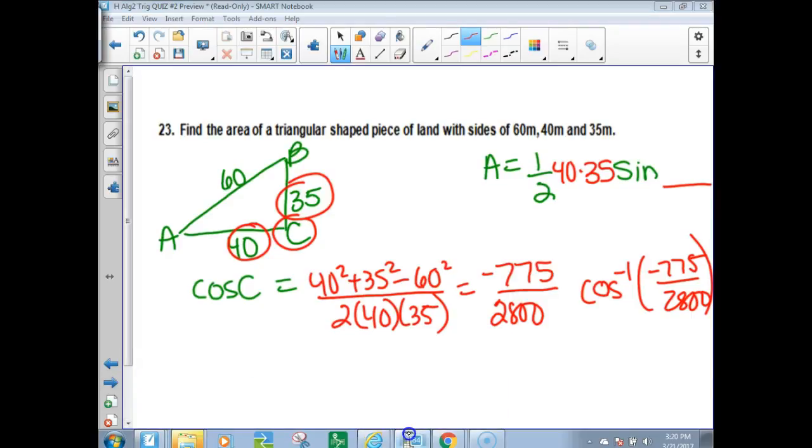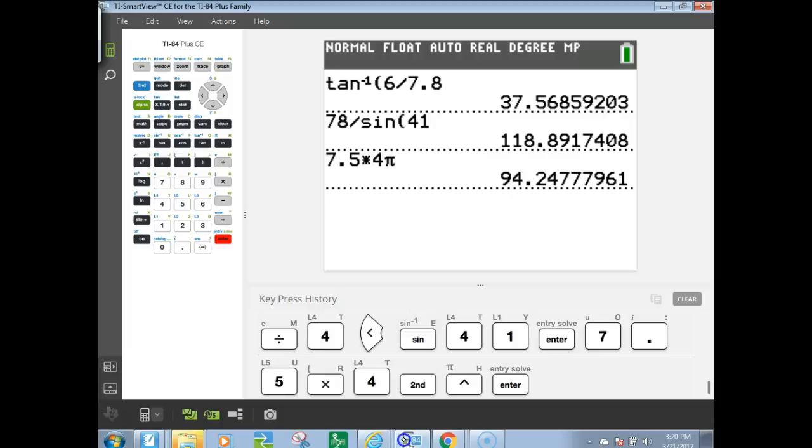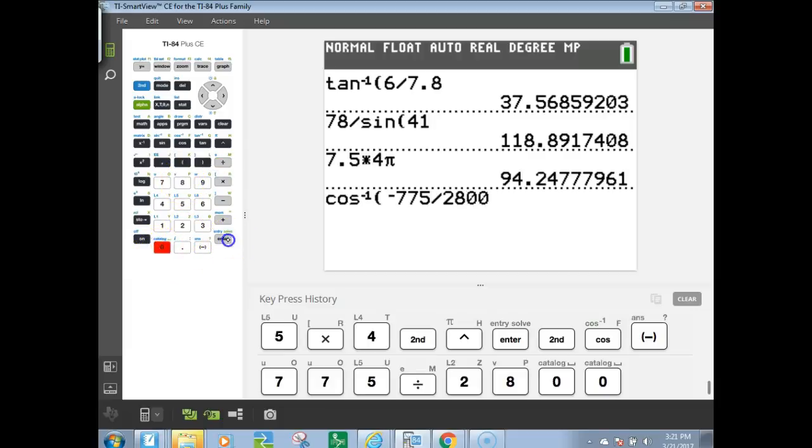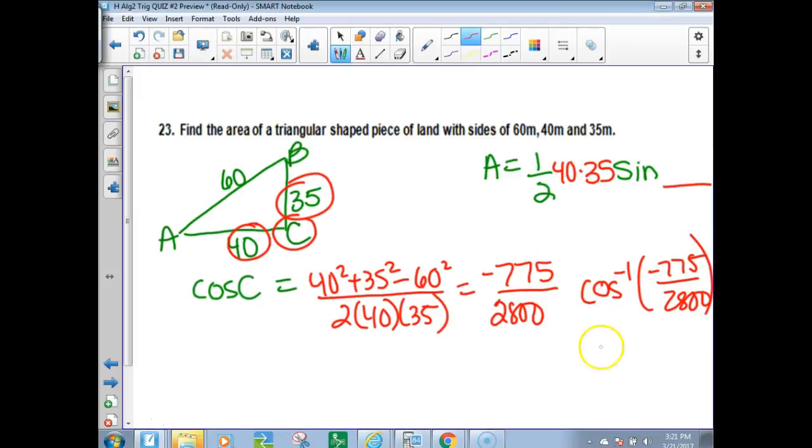Are we having trouble with this idea right now? No? 106.1 degrees. That's the angle I'm going to put into my formula now. And I'm going to do 1/2 times 40 times 35 times the sine of 106.